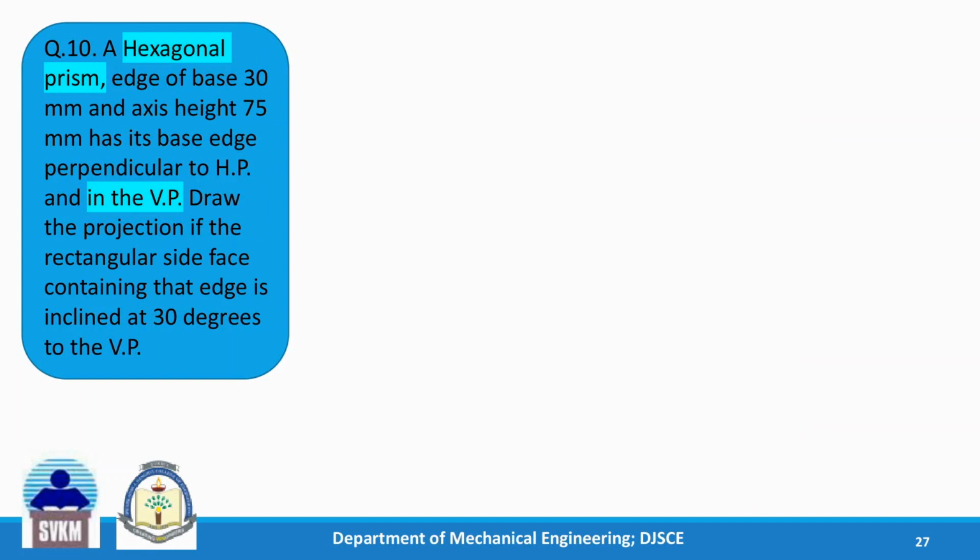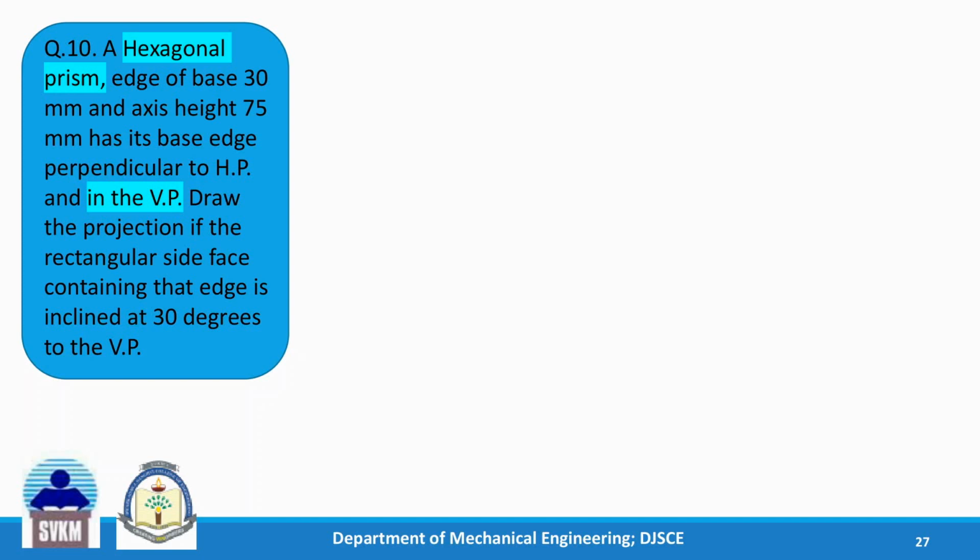See this, a hexagonal prism, edge of base 30 mm and axis height 75 mm, has its base edge perpendicular to HP and in the VP. Understand that the base edge is in the VP. It is important. So first step, you have to take the axis perpendicular to VP.